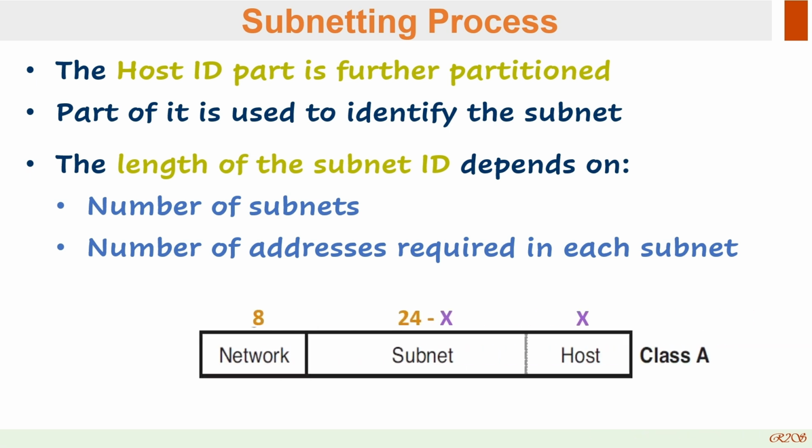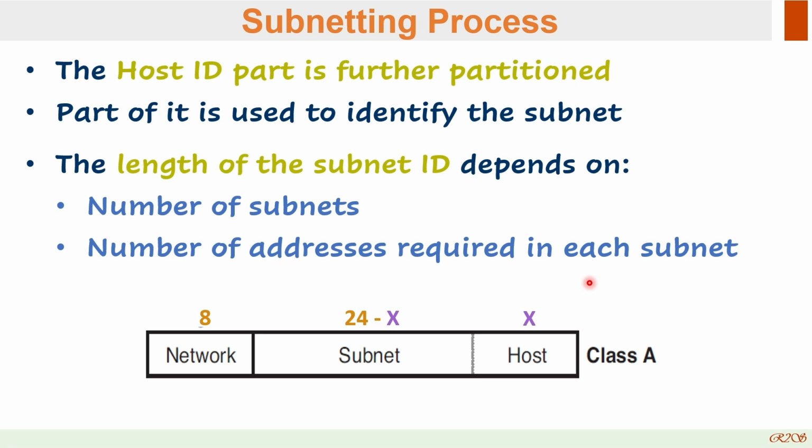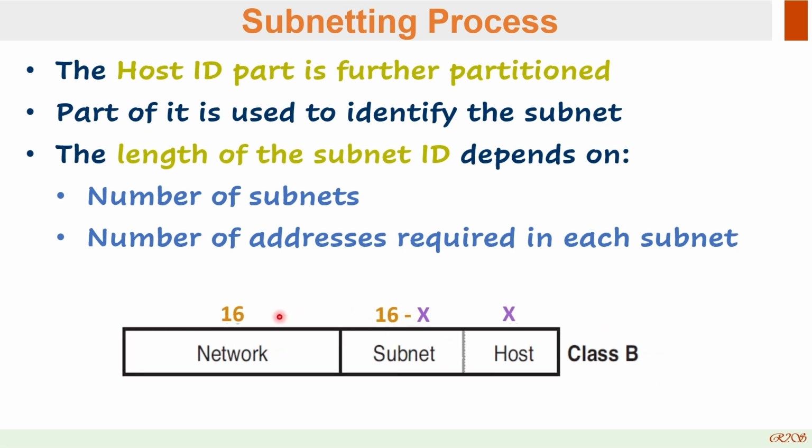Consider you have an IP address in class A. Class A has 8 bits for the network address and the remaining 24 bits for the host address. Out of these 24 bits, we need X bits for the host, and the remaining 24 minus X is for our subnet. Same for class B: we have 16 bits for the network address, and if we need X bits for the host, the remaining 16 minus X is for our subnet addresses.